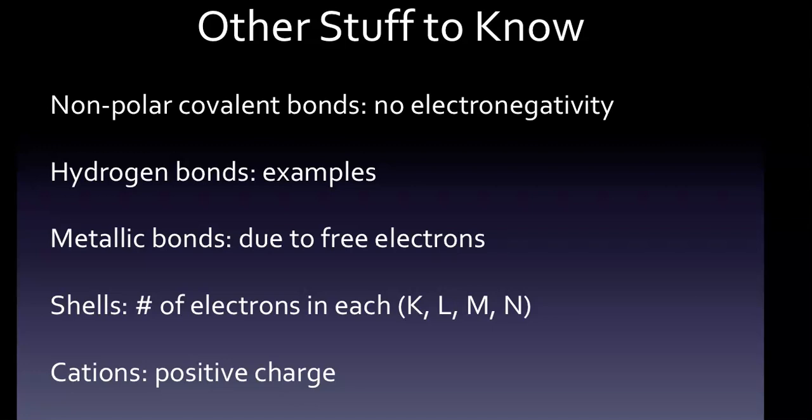Just in the category of other stuff to know here, if the electronegativity difference between two atoms is small, the atoms will form a polar covalent bond. However, if the difference is large, the atoms will form an ionic bond. And if there is no electronegativity difference, a nonpolar covalent bond is formed.